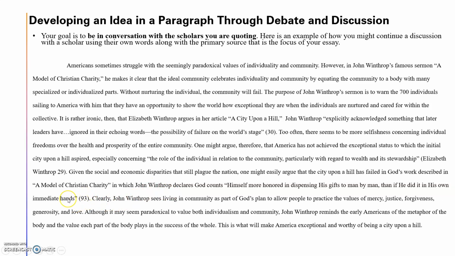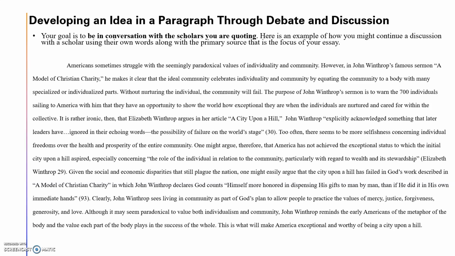So if I had not introduced by title and author, I would need to put the author's actually first and last name, because as you see here, Winthrop and Elizabeth is over here. When I have authors that have the same last name, I need to distinguish them by making sure that's clear in the parenthetical citation or in the introduction to the quotation.